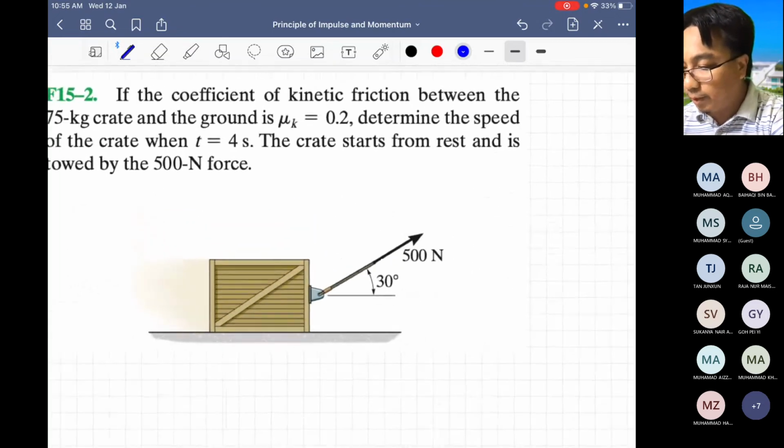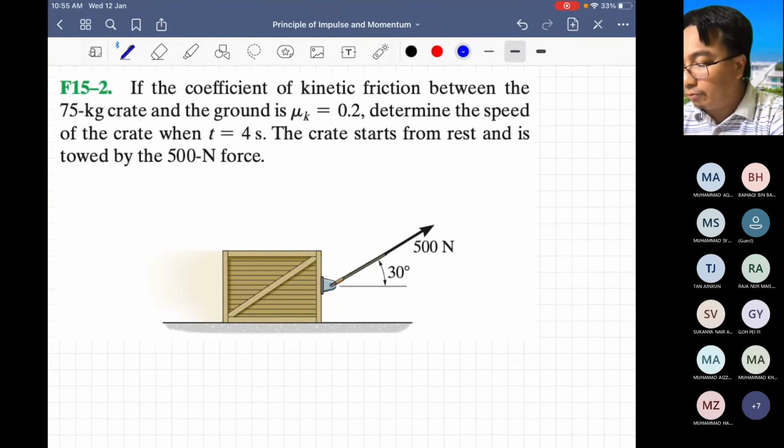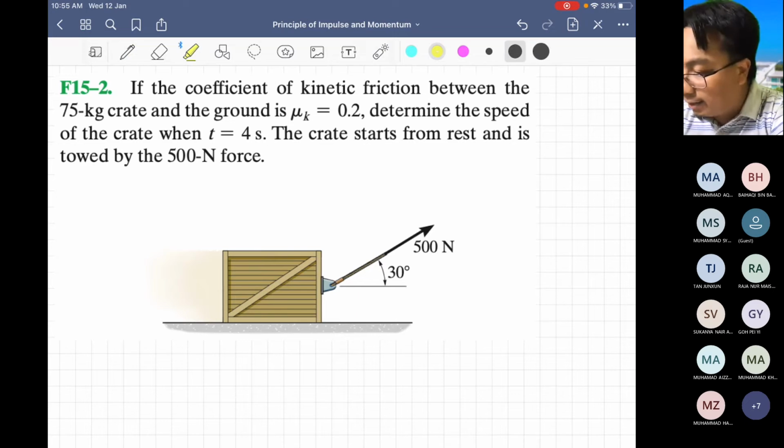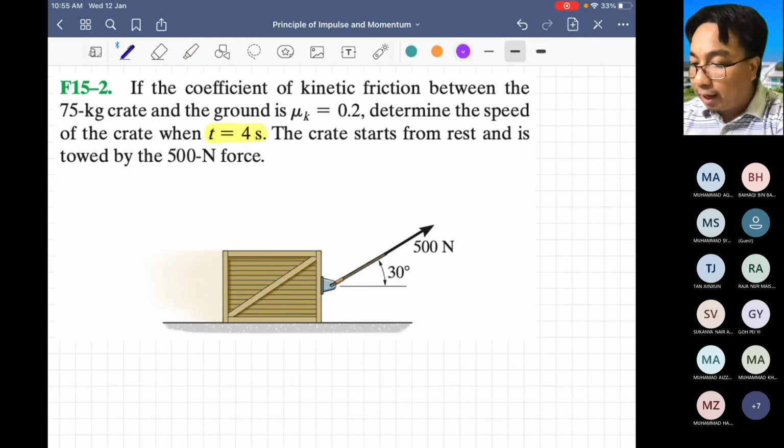Okay. So zoom in so that we can read the question. If the coefficient of kinetic friction between the 75 kg crate and the ground is 0.2, mu k equals to 0.2. Determine the crate when t equals to 4 seconds. Okay, dekat sini perbezaan dia yang jelas di antara this chapter dan chapter sebelum ni, work and energy. Kalau dalam work and energy, dia tak akan tanya determine the speed when time sama dengan 4 second.